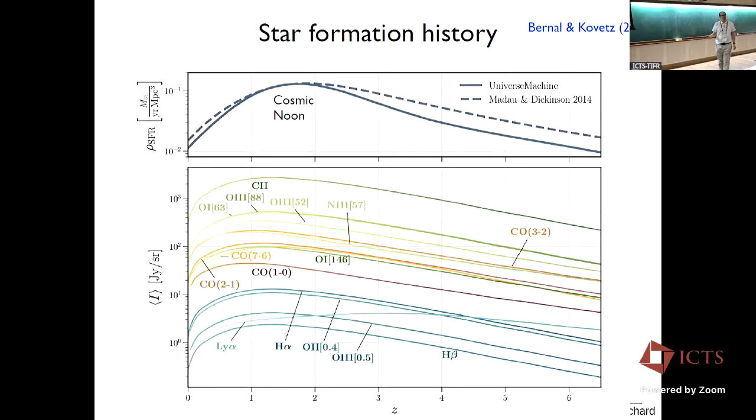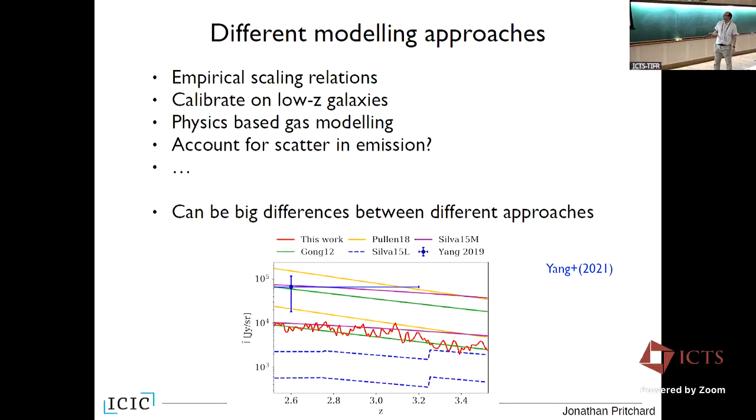And some things to take away from this. So if we want to observe around cosmic noon, that's great. That's when the emission is the highest. If we want to observe at higher redshift, then the emission there is going to be fainter than at lower redshifts. And so we're going to have to work harder to deal with interloper lines. So that's a bit of a pain. But hey-ho.